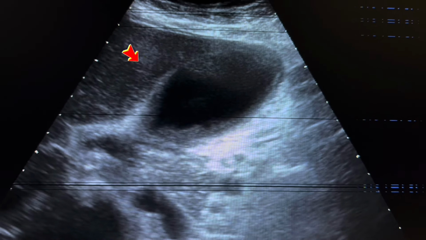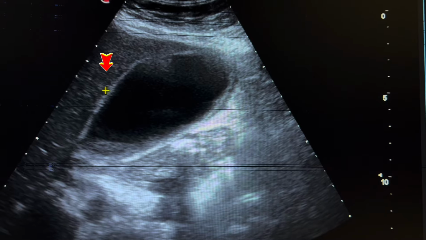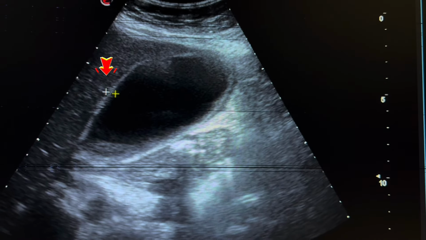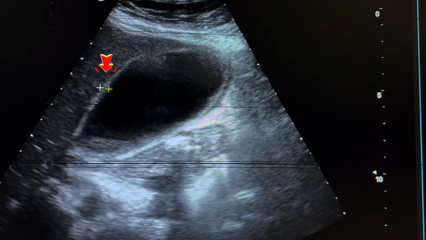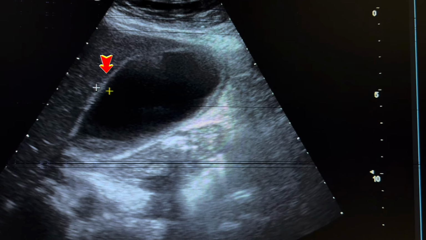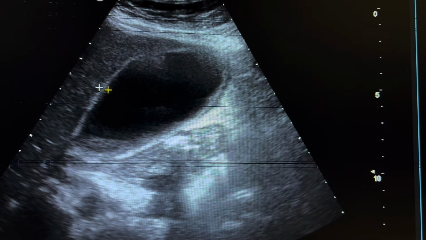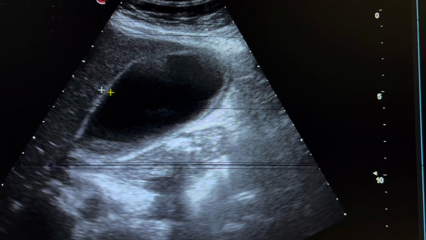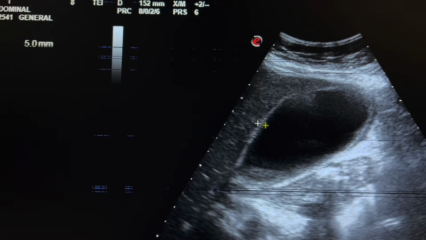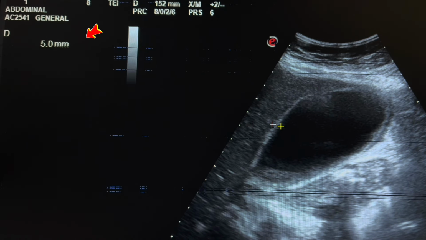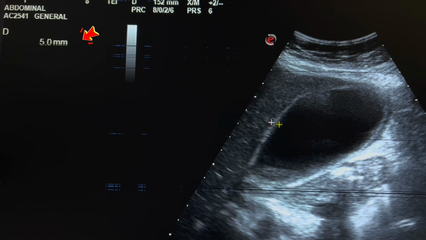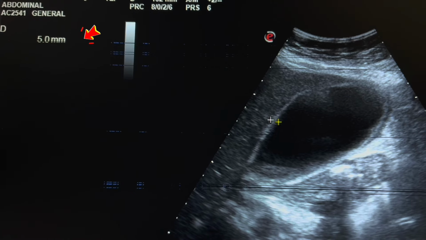Now we will measure the size of gallbladder wall. The gallbladder wall thickness is 5 millimeter. The normal gallbladder wall thickness is up to 3 millimeter.